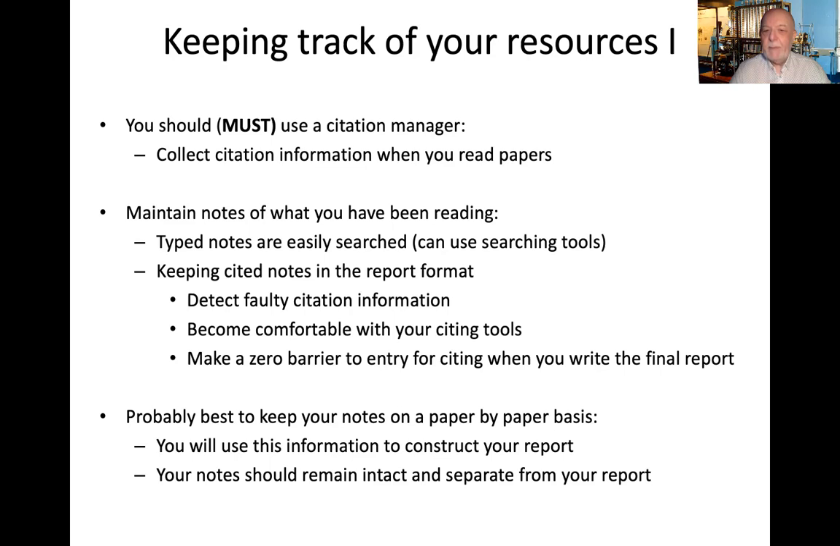It allows you to detect faulty citations. So, you know, if you've referenced Smith 2015, 6-legged robots, Journal of Robots, Volume 3, Number 6, 2012, and you've actually got that wrong, then searching for that will tell you very quickly that you've got the citation wrong, and you can get it right before you put it into your document. Get familiar with whichever citation tools you want to use, and make it a zero barrier of entry for citing these documents for your final report.